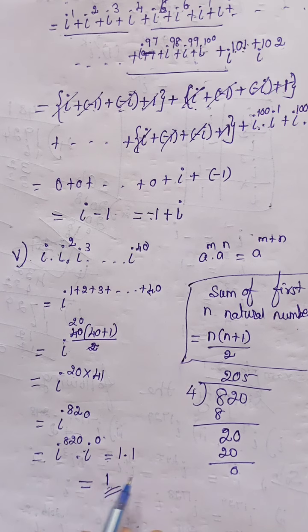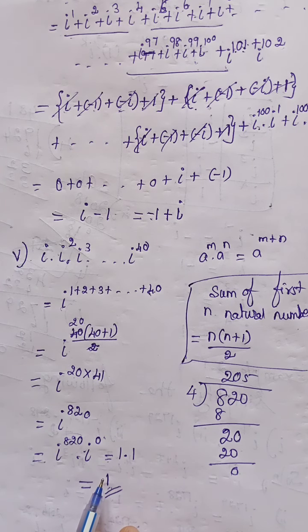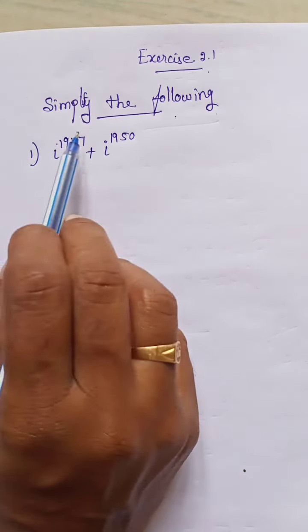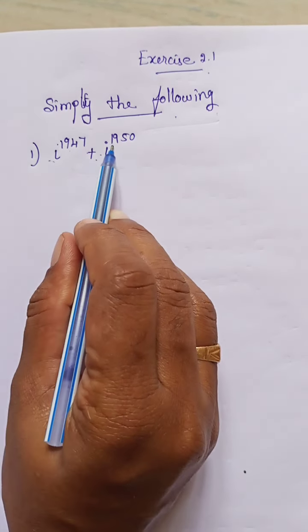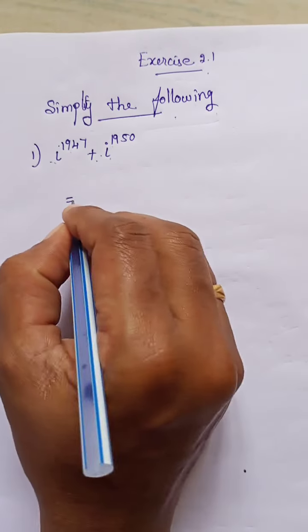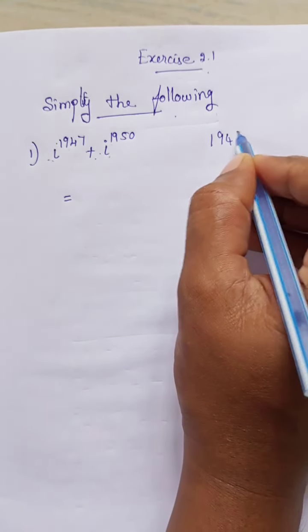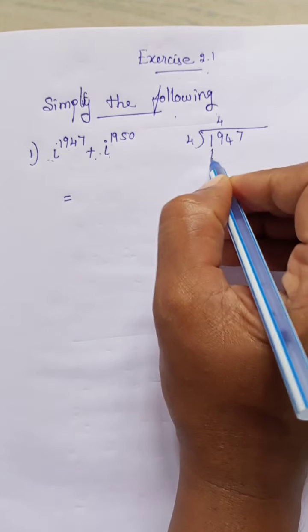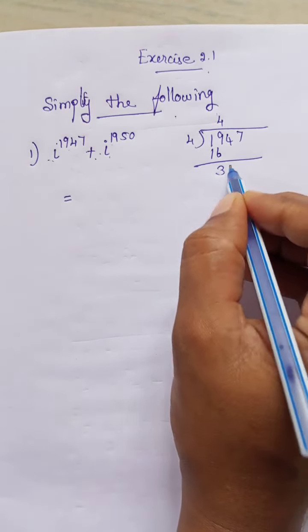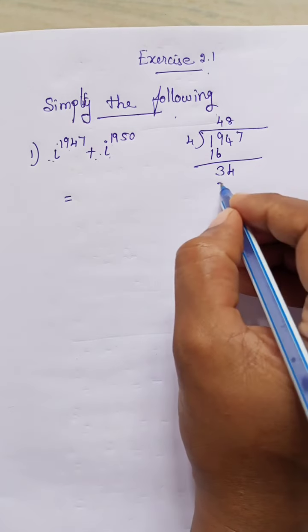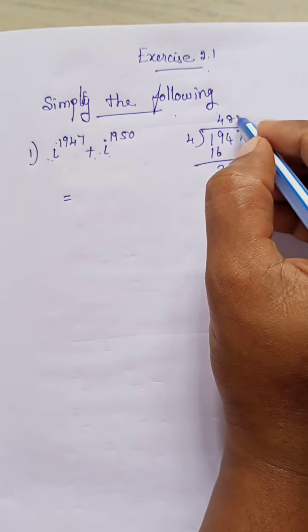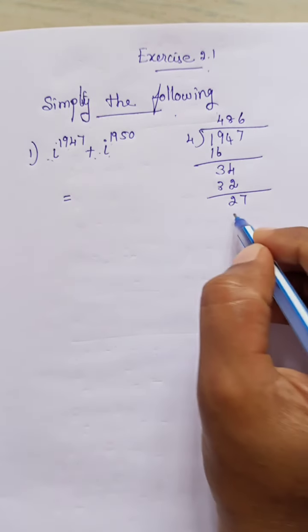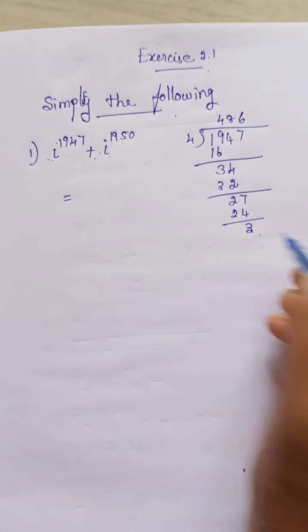See, only one problem. This is the example problem. Now we have to move to the exercise problem. See, exercise 2.1. Simplify the following. i power 1947 plus i power 1950. Okay, we can check it. 1947 divided by 4. 4 4s are 16. The remainder 3, 34. 8 4s are 32. 2, 7. Now we know that 6 4s are 24. So the remainder is 3.